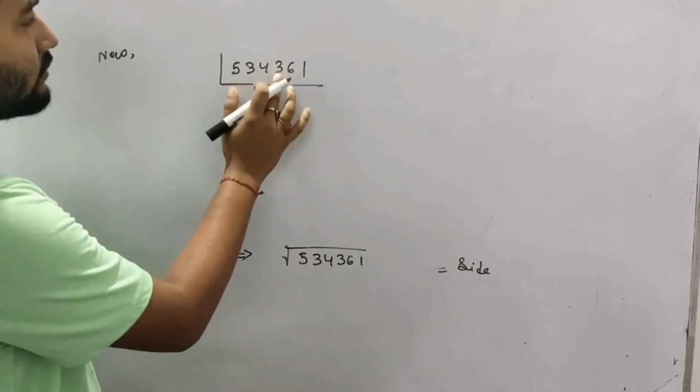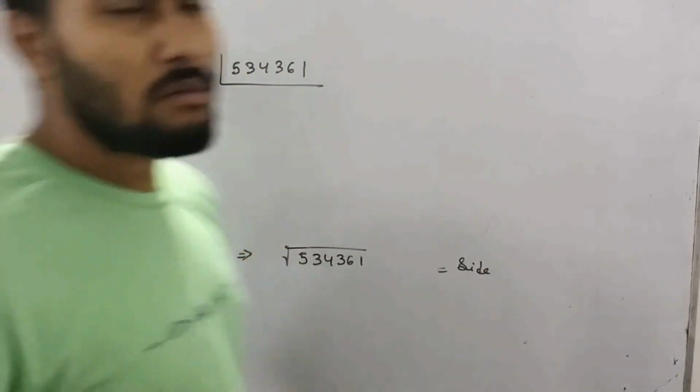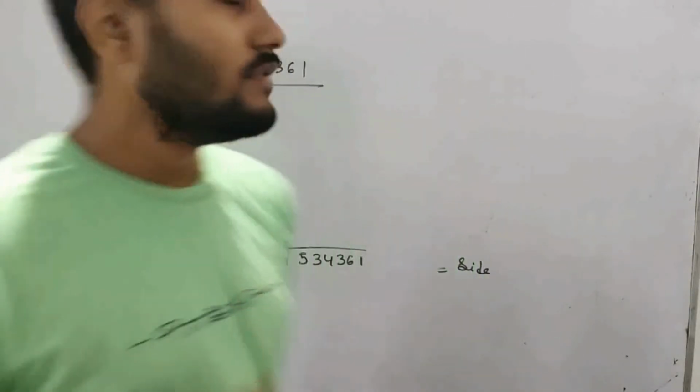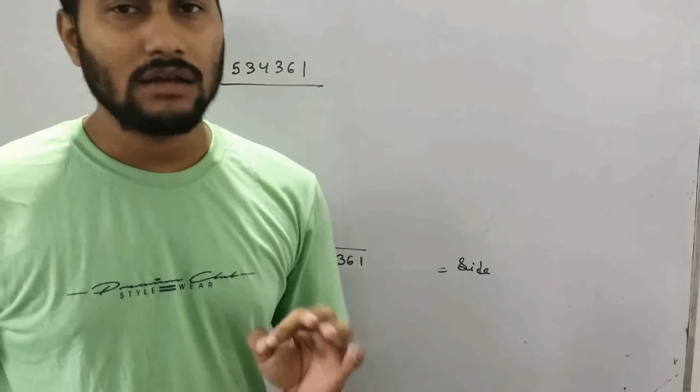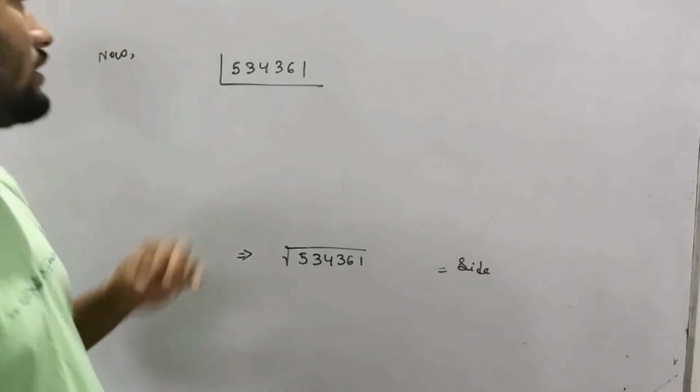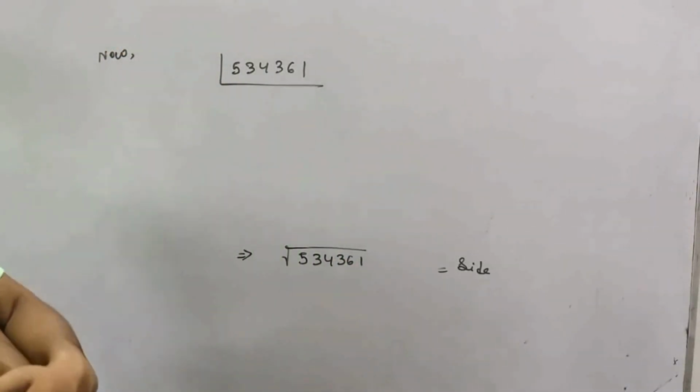10, 16, 17, 19, 20, 21, 22. It is not divisible by 3. Next by what? 5. Last digit is what? Last digit is 1. So it is not divisible by 5 also. Then you check by 7.